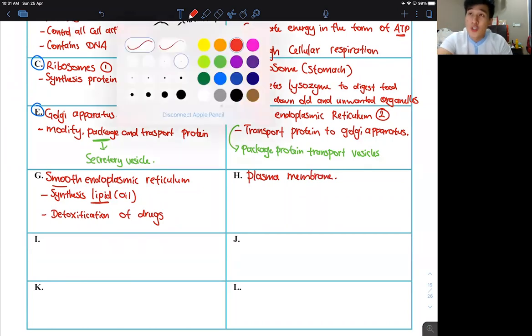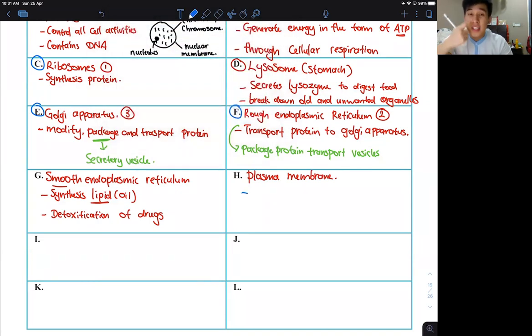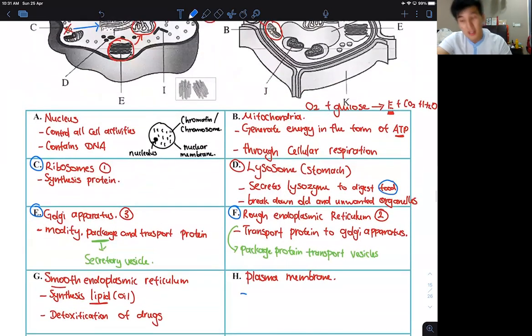So does lysosome also break down bacteria? Bacteria is their food, because cells eat bacteria. So bacteria is basically their food. Understand? Yes, it's their food.